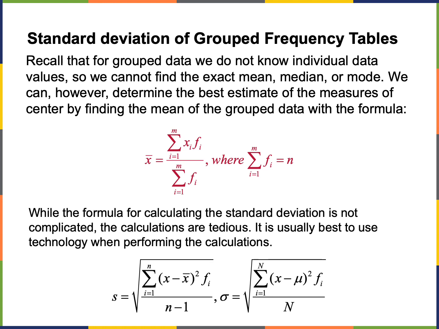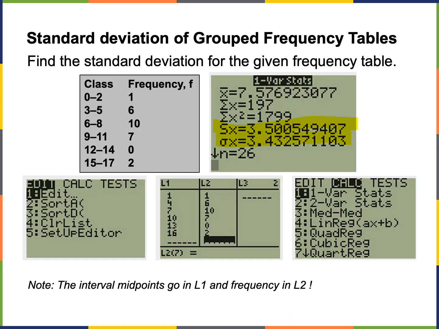Okay, so then again, how do we do standard deviation for grouped frequency tables? First of all, you might think, what's a grouped frequency table? Remember from last time, it's when we don't know the individual data values, so we can't do the exact mean, median, or mode, but we could use this formula when we calculate the midpoints. Here's an example of a grouped frequency table because it's given in intervals. 0 to 2 has 1, 3 to 5 is 6, 6 to 8 is 10, 9 to 11 is 7, and so on.